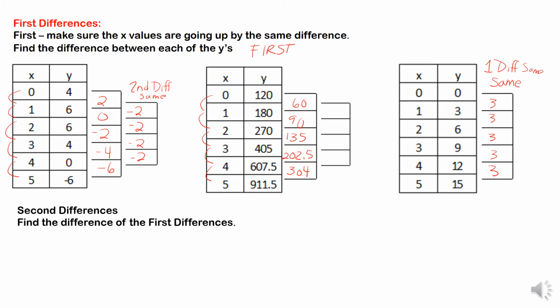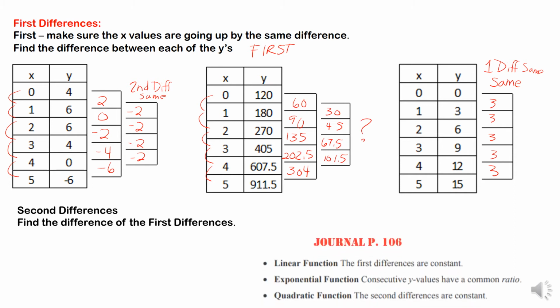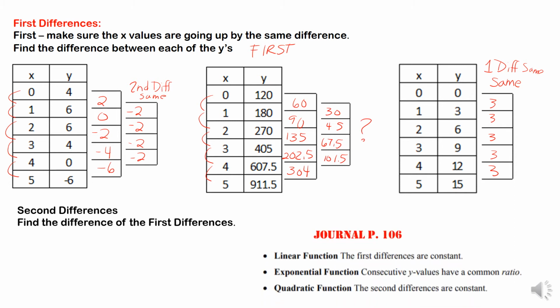And if we were to do these over here, we're going to find that they don't get any better. This is 30, then 45. So we still don't have a pattern here, and 101.5. So we're not sure about this one, but what we can say about these, and this is in your journal on page 106, is that in a linear function, the first differences are constant. So there's a linear function. In an exponential function, consecutive y values have a common ratio.